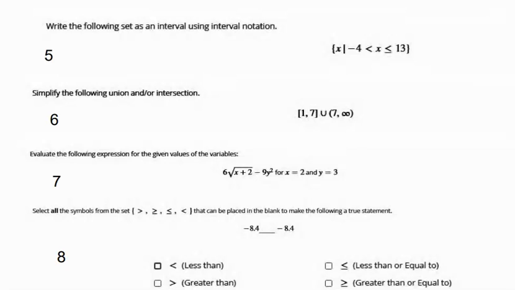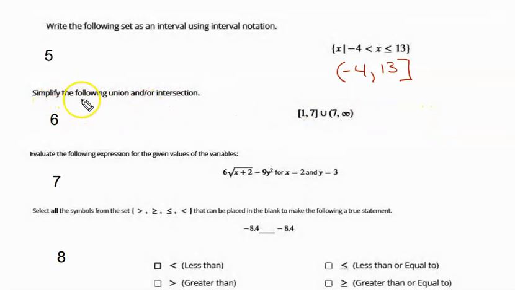Now for number 5, again, pause. What are they asking? Well, they're asking us to use interval notation to write this. Right now it's in set builder notation. So because it's only less than, we're going to use a parenthesis for -4, comma, and for the 13, because it's also equal to as well as less than, we use a bracket.